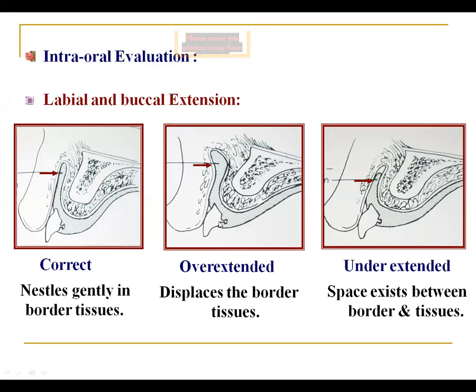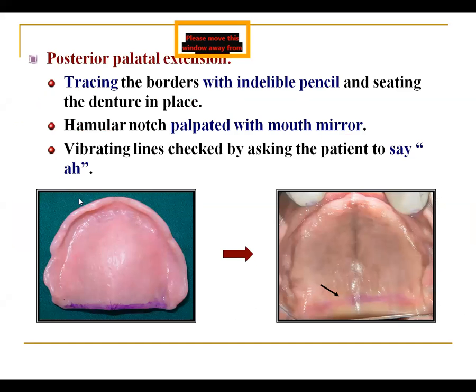Okay, and if it is underextended, then there will be a gap between your denture border and your depth of vestibule. As far as intraoral evaluation of your extension is concerned, you just have to evaluate the denture borders. Afterwards, for a maxillary denture, the PPS area also comes in your extension area, so you have to check the extension of your PPS.